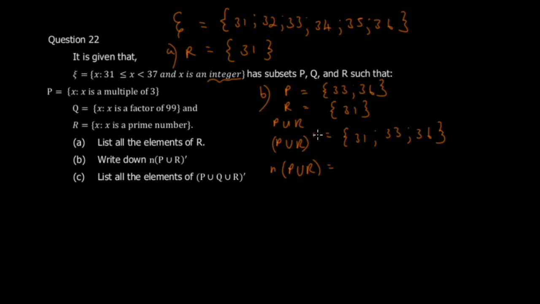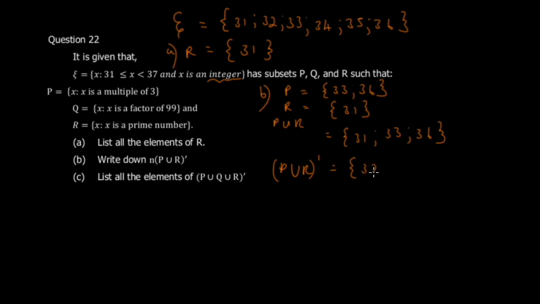So this one would be for this part. Let me just wrap this part. This one would be P union R. Then we want P union R complement, which means any elements that we don't find there. So we have 31, 33, and 36.